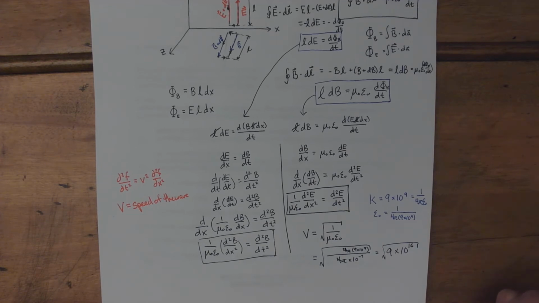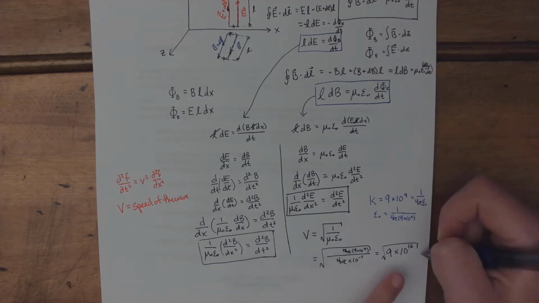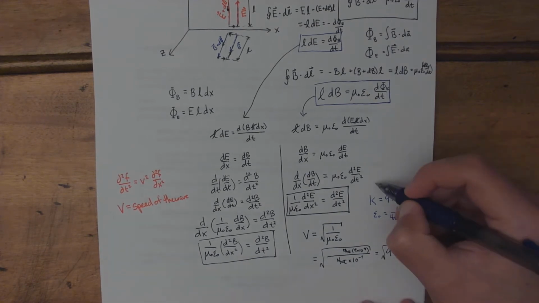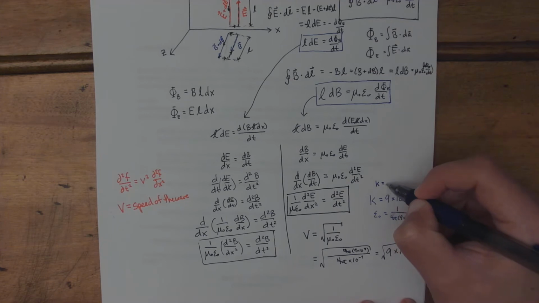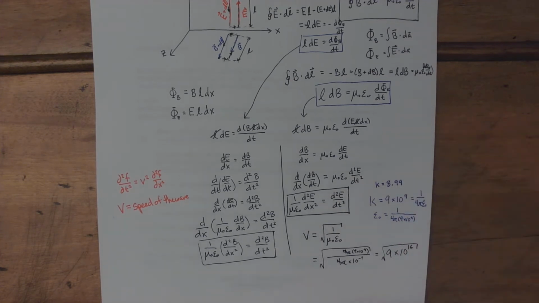Oh, actually, I would have liked it better. You can do it like this, but more exactly, k is 8.99. I think it's 8.995. Let me just check.